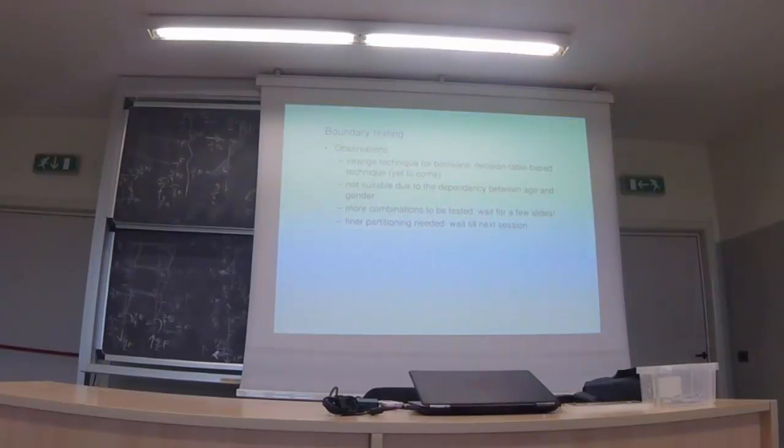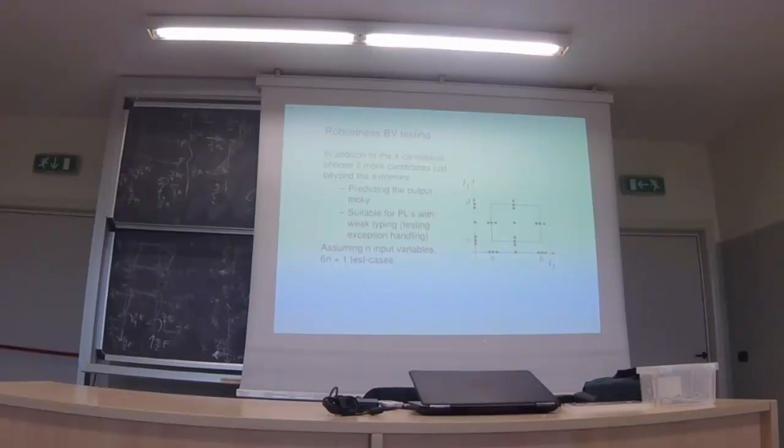And a final partitioning. We want to be more robust against possible input errors. We add two more candidates, which are just beyond the extremes. So we are supposed to go from A to B, and we check the value previous to A and the value next to B.